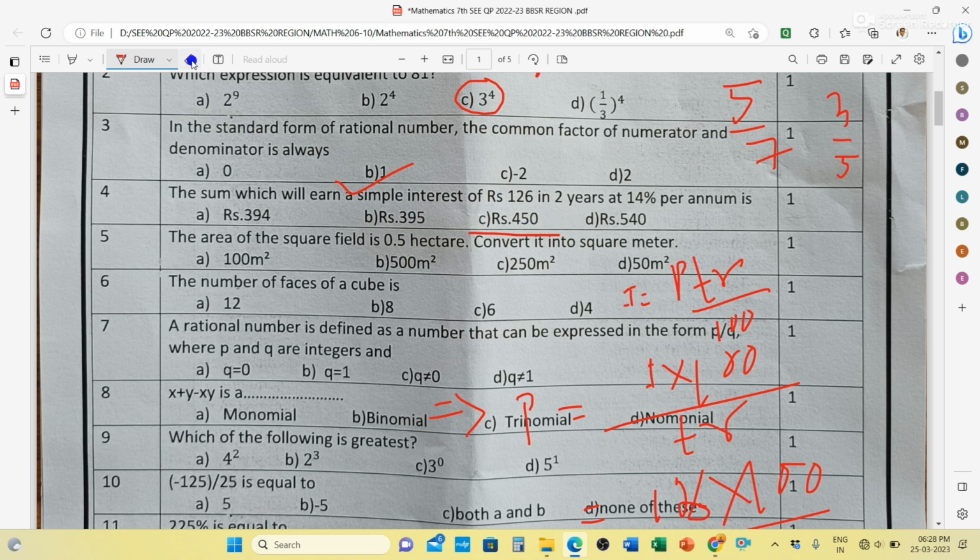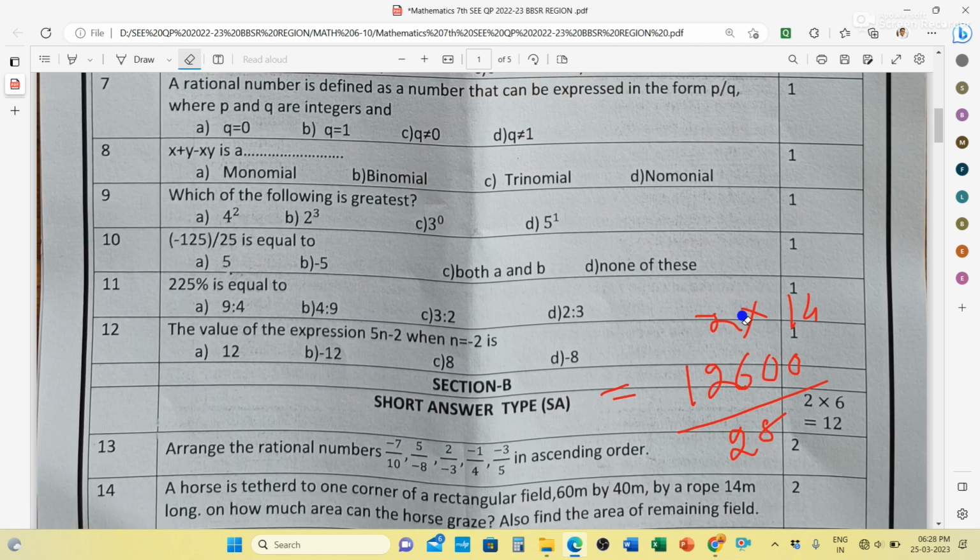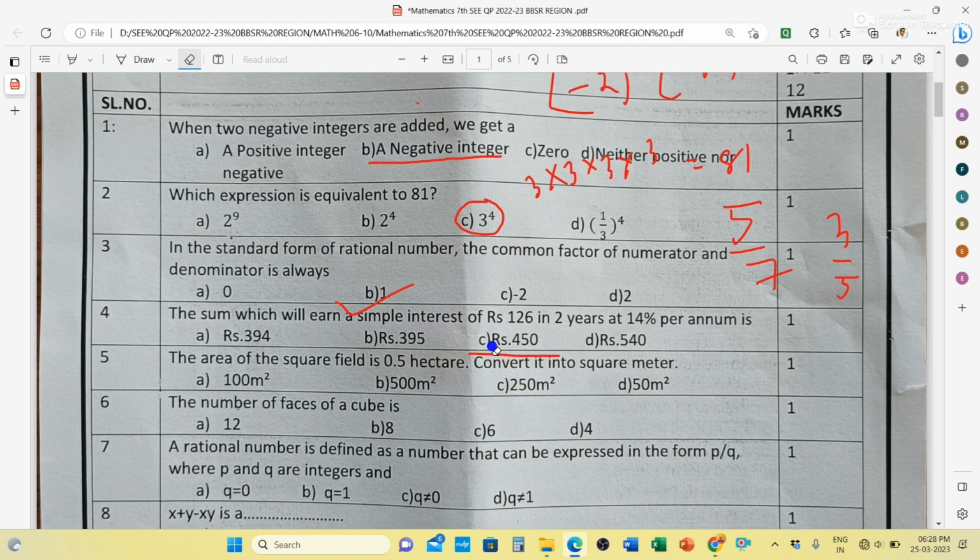Then the next question is question number 5, that is the area of the square field is 0.5 hectare. Convert it into square meter. So 1 hectare is equal to 10,000 square meter. 0.5 means half. So half hectare, that is 0.5 hectare, will be half of 10,000 square meter, which is 5000 square meter. But the answer is not provided here in the 4 options. So here you can get 1 mark grace, because your answer will be 5000 square meter, but it is not given here.